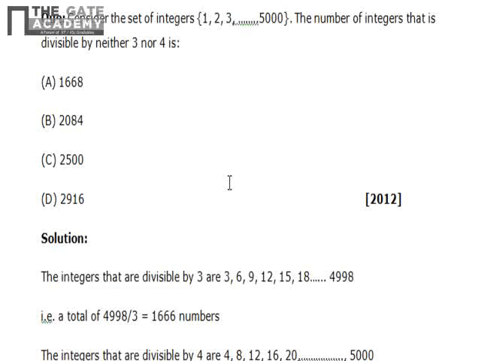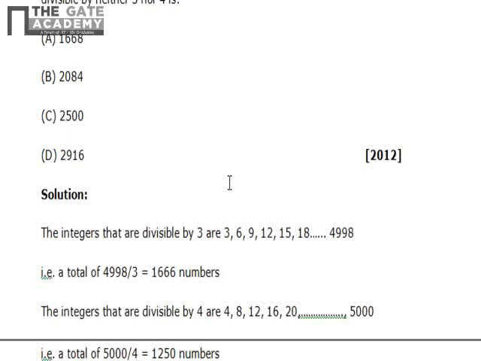So the total number of integers which are divisible by 3 is 4998 divided by 3, that is 1666. The number of integers divisible by 4 is 4, 8, 12, 16, 20 up to 5000, because 5000 is also divisible by 4. So the total number is 5000 divided by 4, that is 1250 numbers. But here can you see 12, and this 12 is common. Similarly 24 and 24 is common.